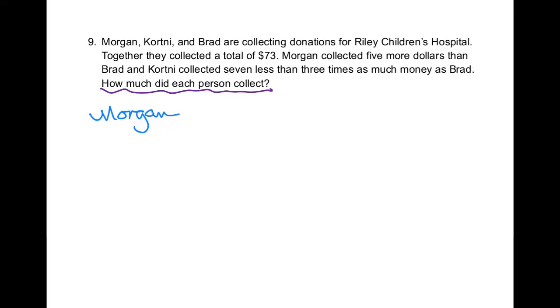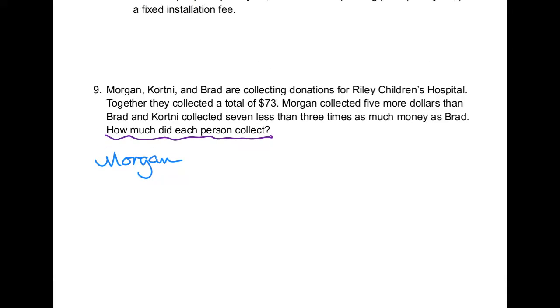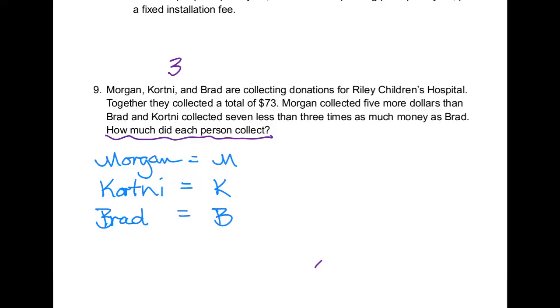So, how many people are we talking about that were collecting donations? 3. We have Morgan, we have Courtney, and Brad. Now, I saw yesterday someone had M, K, and B. And yes, we could do something with 3 variables, but you are not going to get very far. So that is not what you want to do.